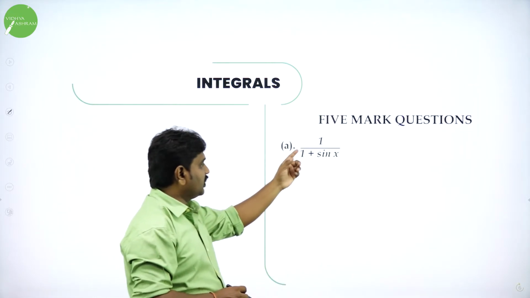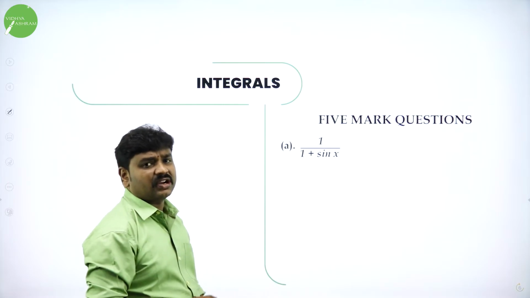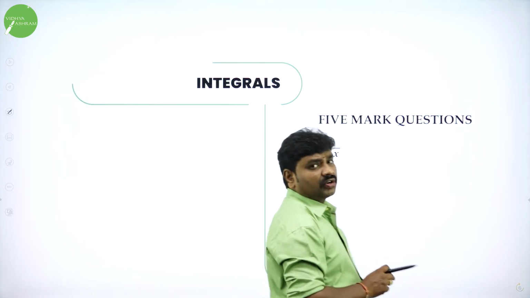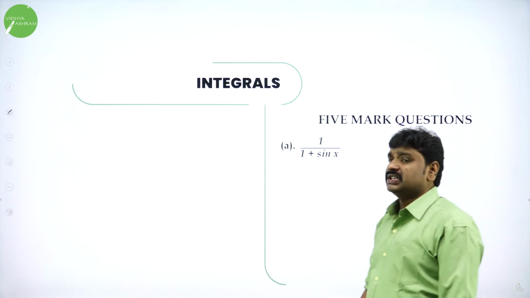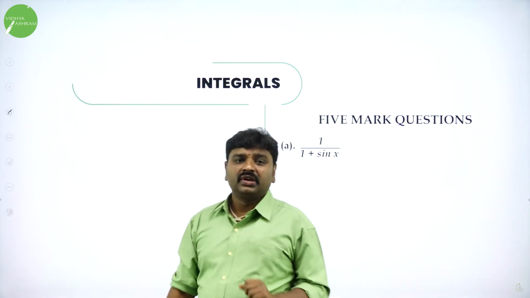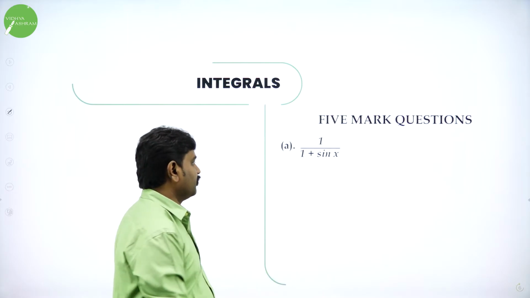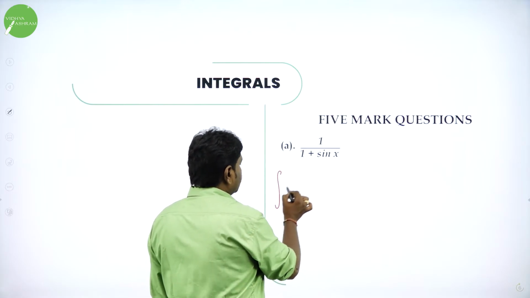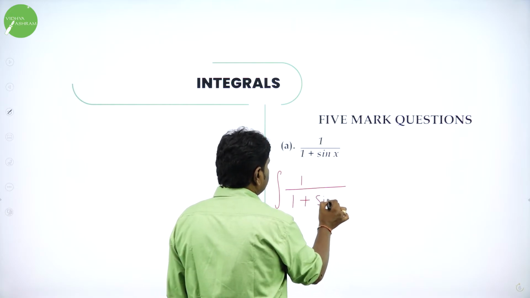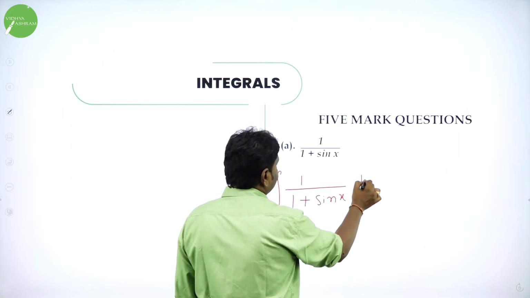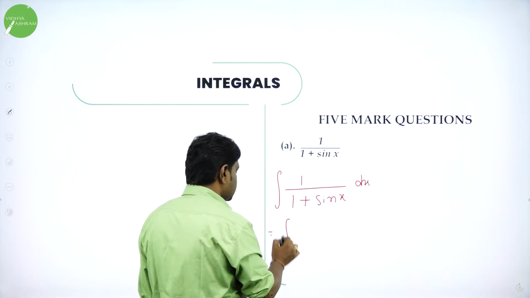Now next, 1 divided by 1 plus sin x. These are all 5 mark questions. So we can solve by the method of rationalization. If I rationalize this, the problem reduces. Now it is not readily in integrable form. So integration of 1 divided by 1 plus sin x is what they want. It's an important 5 mark question. So to solve this, I should rationalize this.